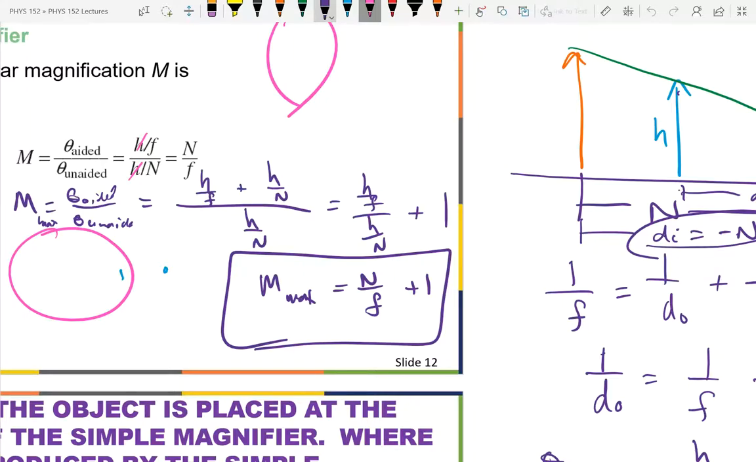Why strain your eye? If you're going to be spending all day looking through an eyepiece, you don't want to have eye strain. That's why we use the lower magnification that you get with the object infinitely far, or the image infinitely far away. It's to save eye strain.